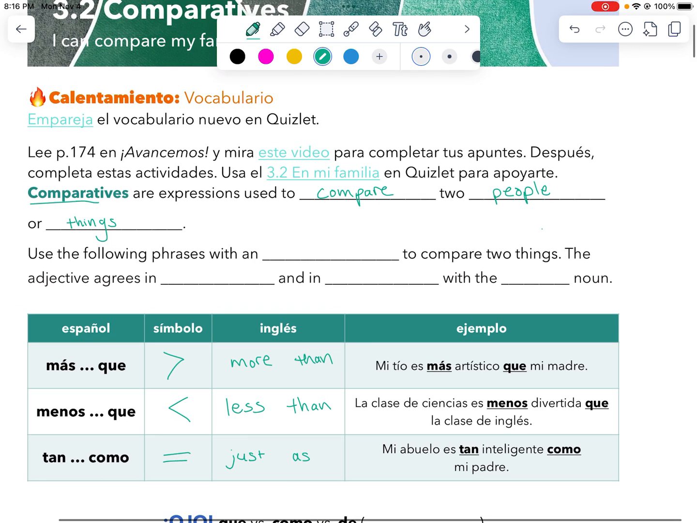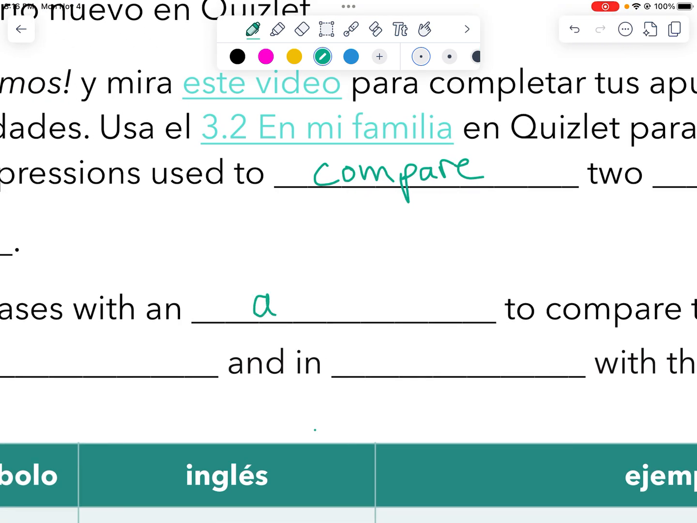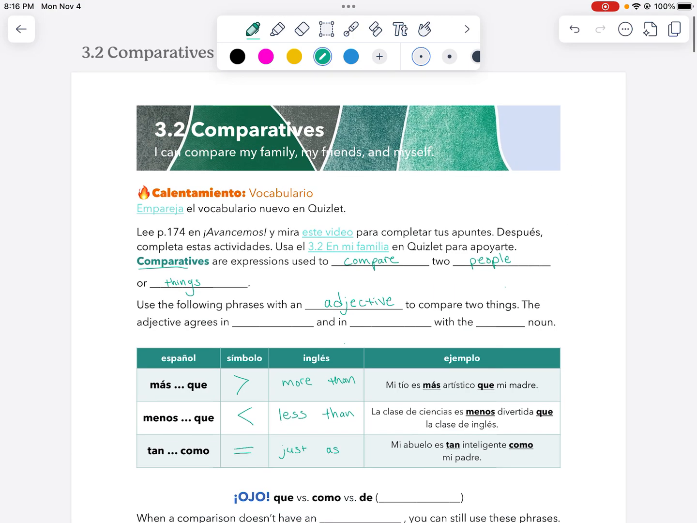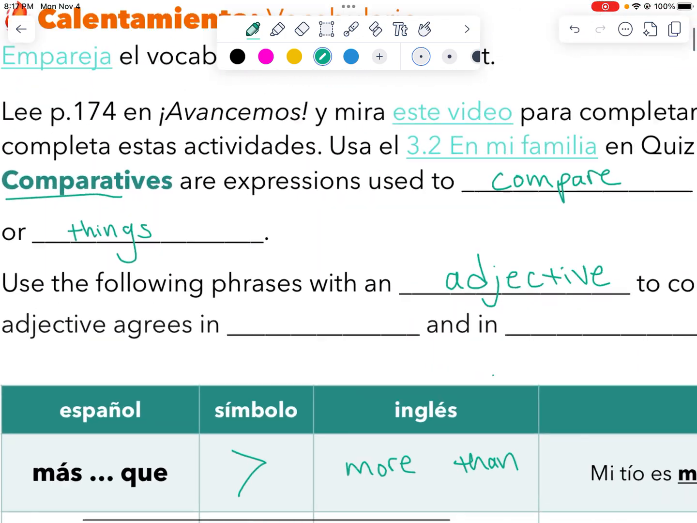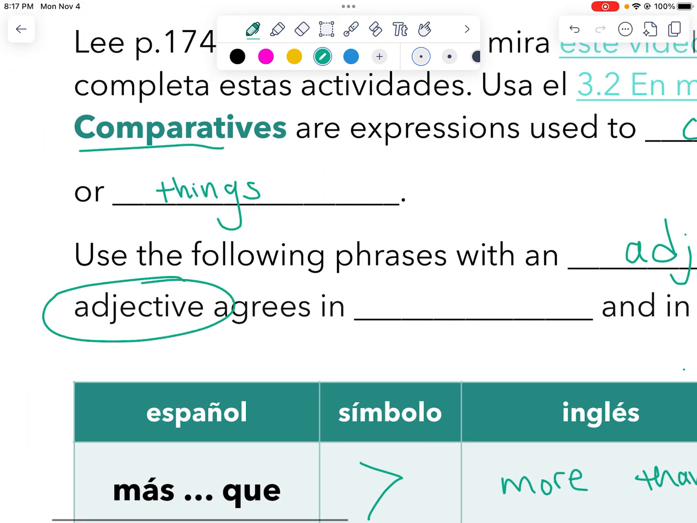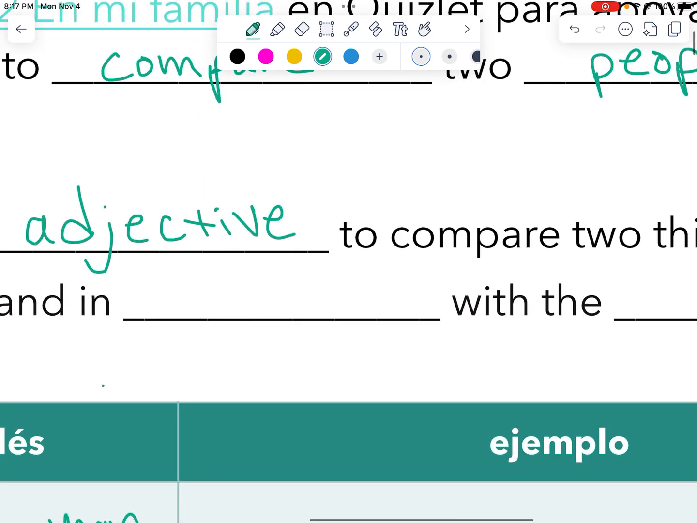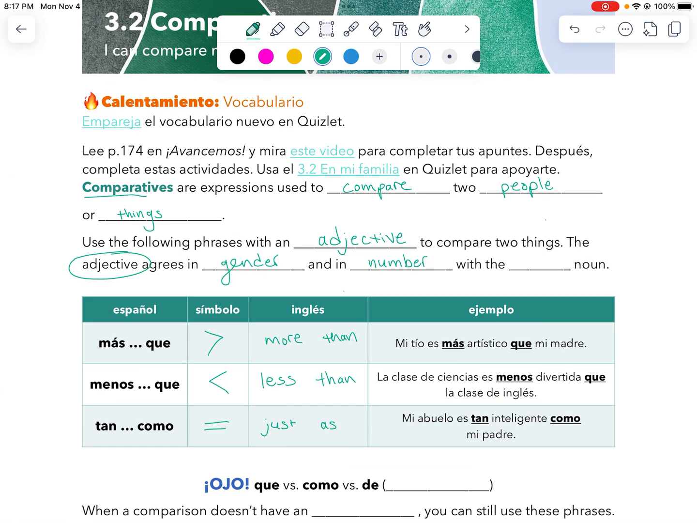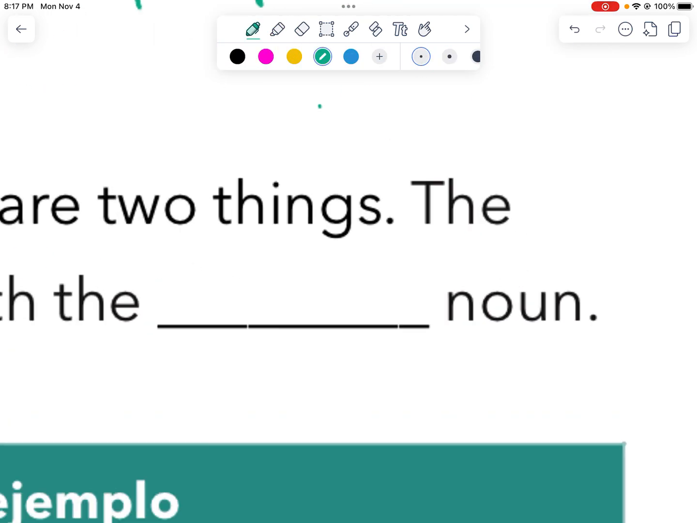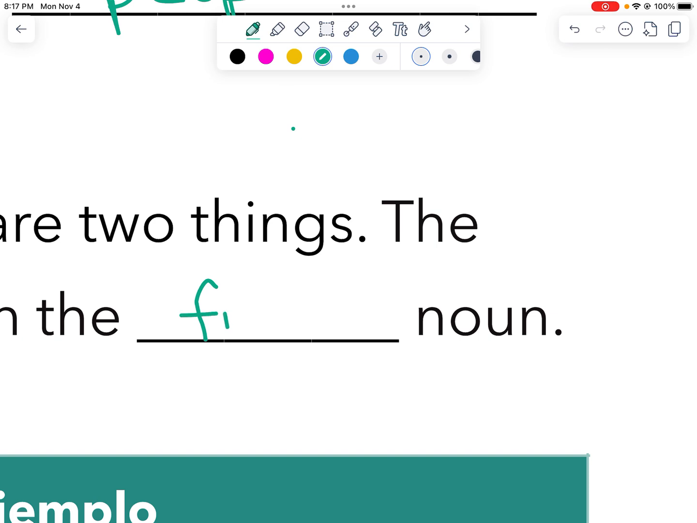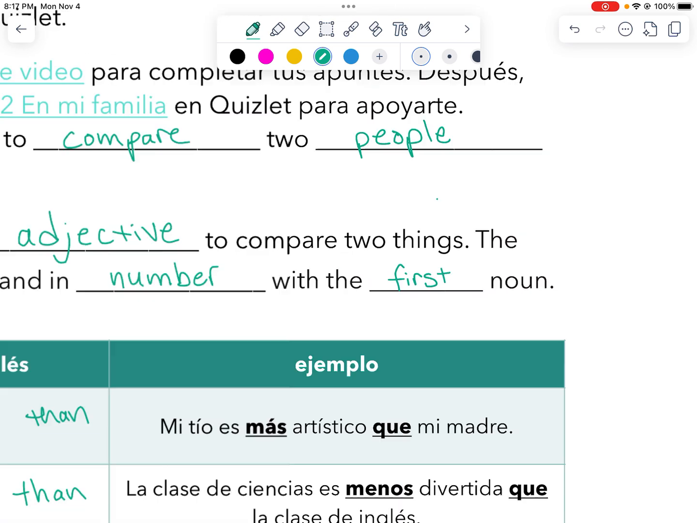So anyway, you're going to use those phrases with an adjective to compare qualities in people. Just like every adjective we have in Spanish, your adjective needs to agree in gender and in number. But now here's the question. You're comparing 2 things. So how do you know which one to match it with? You're always going to go with the first one. And when we do some examples, I'll show you why. So you're always going to make your adjective match the first noun.